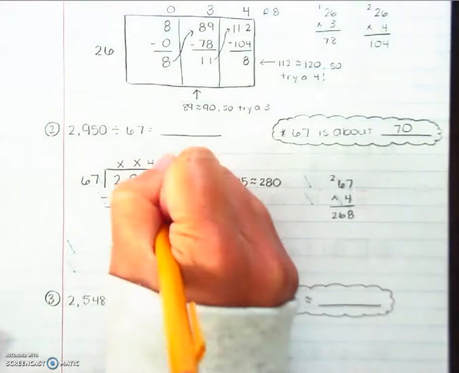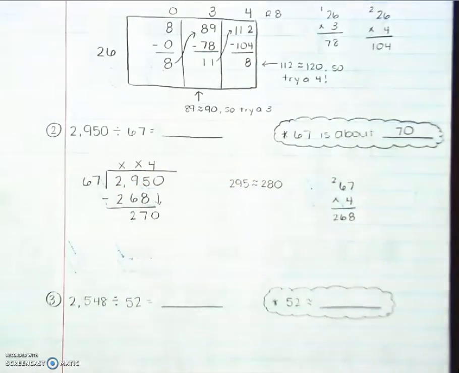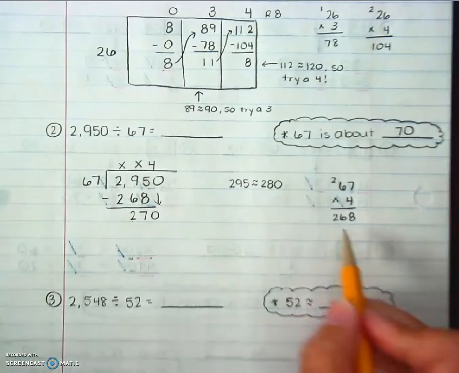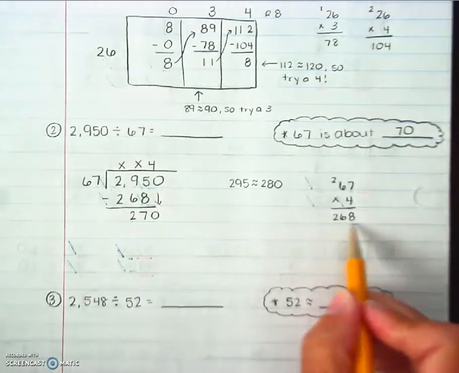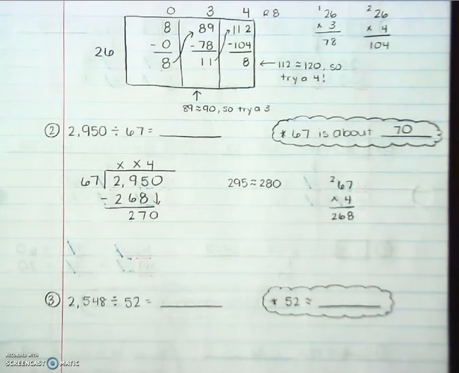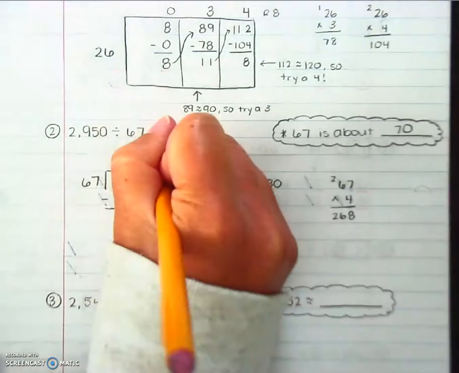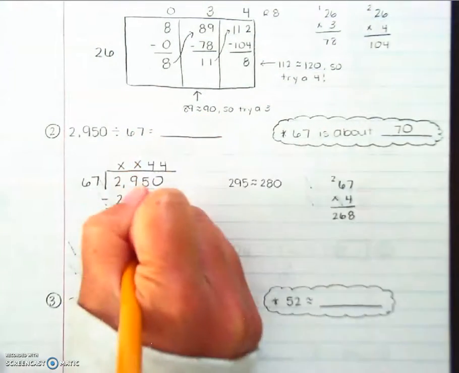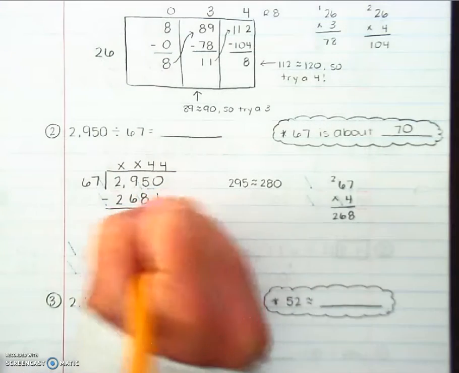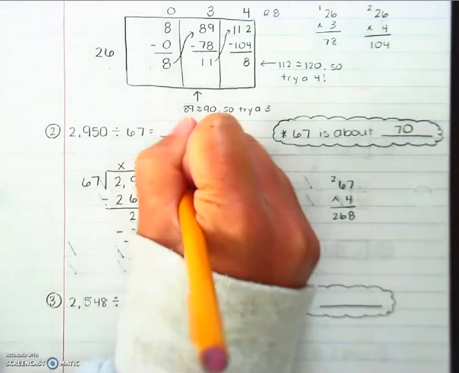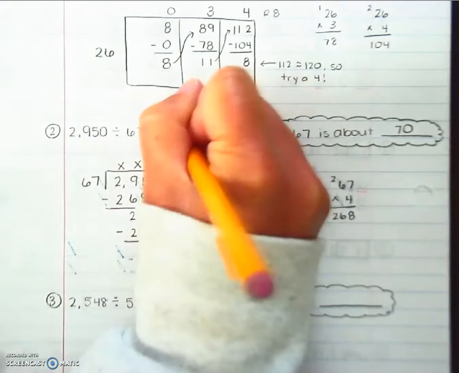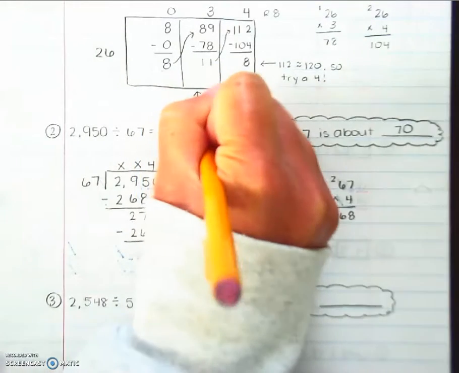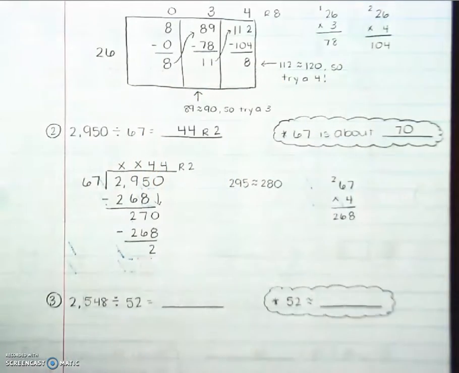Now I need to bring down this 0. That gives me 270. Well, I just realized that 67 times 4 was 268, and that's really close to 270. So I'm going to put another group of 4 here. I'm going to subtract out my 268, and I'm left with 2, which would be my remainder. So that means my final answer to this question is 44, remainder 2.